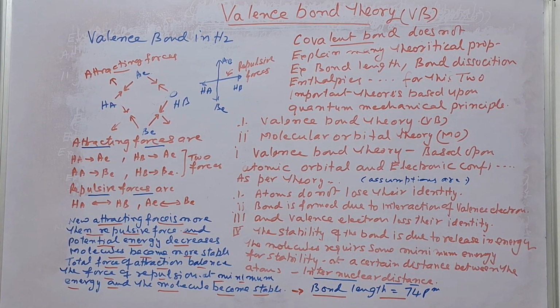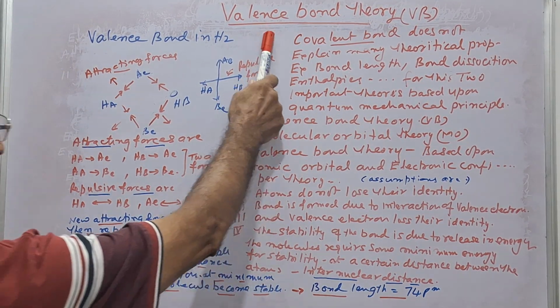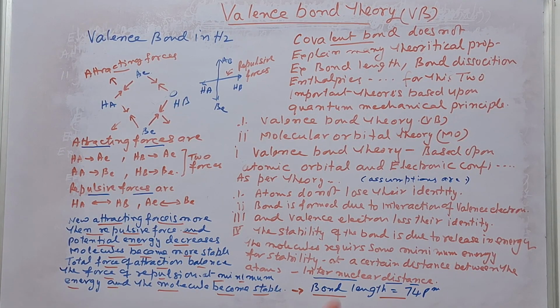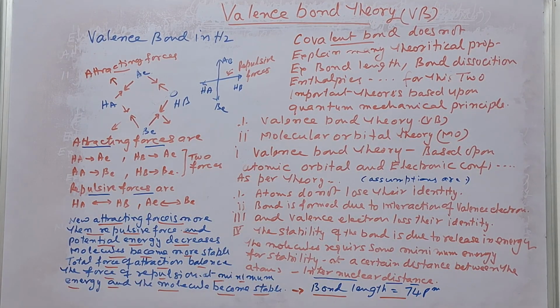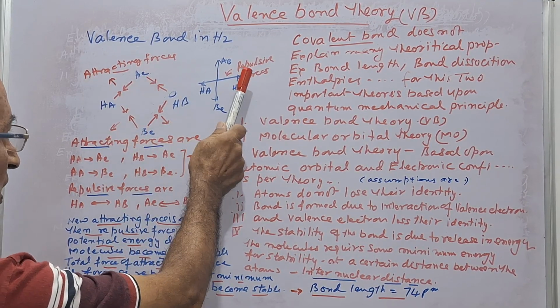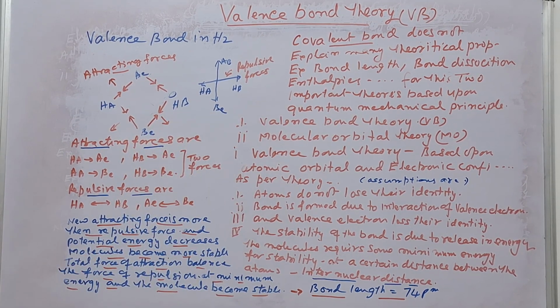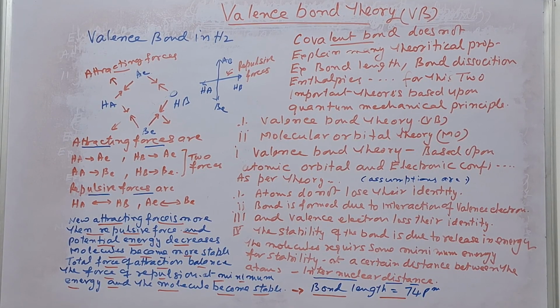So today I explained valence bond theory. In my next video I will explain molecular orbital theory. So it's very important and interesting how the molecule formation takes place. So simply two types of forces are there, attractive forces and repulsive forces. When the attractive forces are more than the repulsive forces, then the atoms come closer to each other and form molecules.